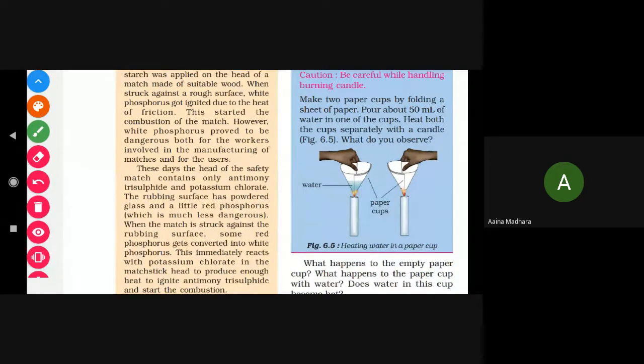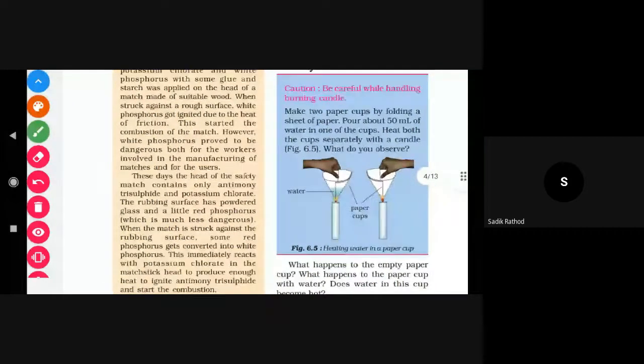Hello, Ilma. Answer the question. Yes, ma'am. Which is that substance which is harmful for us, which is not allowed to use anymore? The answer is right there on the screen. You just need to look. Okay, ma'am.